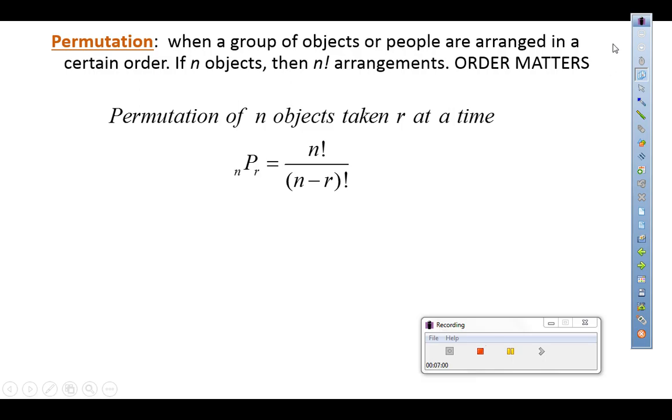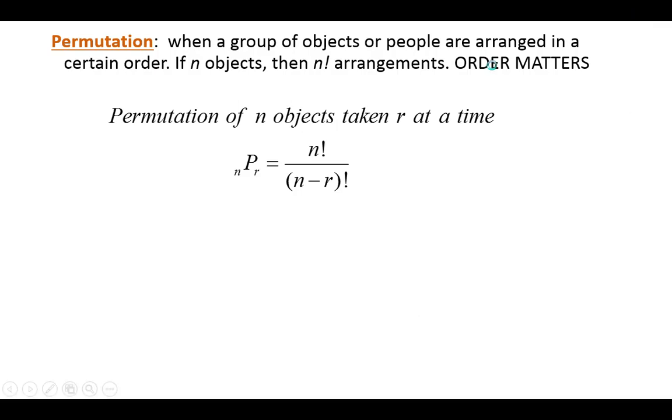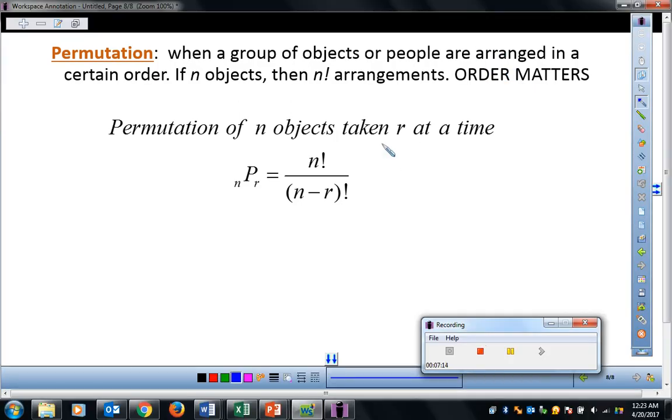That gets us into what we call a permutation. So a group of objects or people or anything are arranged in a certain order. The key there is arranged. Keyword is arranged. Order matters for this. There's our formula, n factorial over n minus r factorial. N is the total number. R is how many you are arranging. So n is the total. R is how many you are arranging in a certain order.